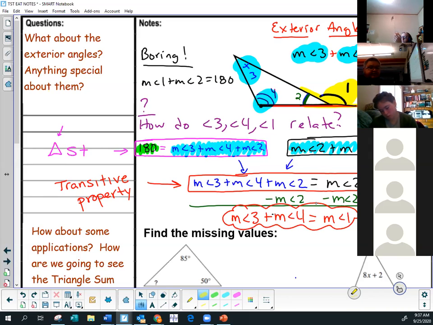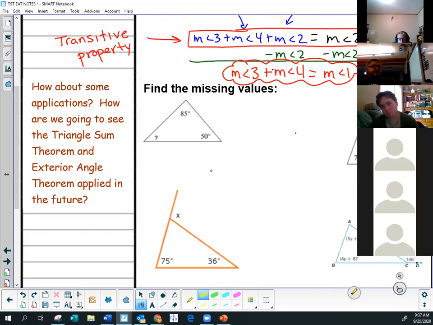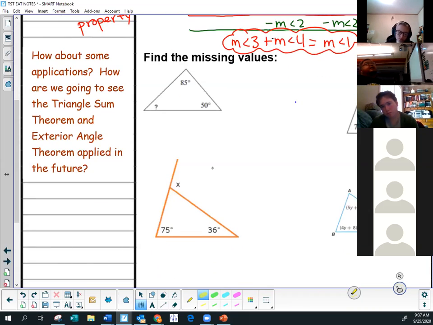Questions for me about what you've seen so far? Okay, let's try some then. So I'm going to leave you alone for about 3 minutes. In those 3 minutes, can you find the missing values? Identify the proper application, triangle sum theorem or exterior angle theorem, and please calculate the missing values. Okay, so I'll come back in about 3 minutes.